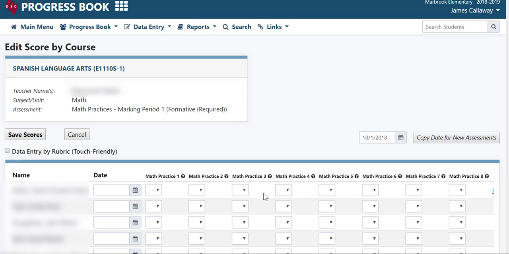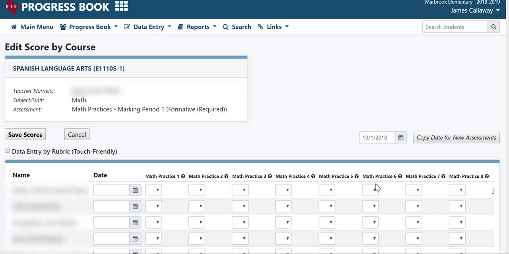One of the other things is that not all of these math practices have to be filled in. Just fill in the math practices that the student performed during each marking period, I would suppose. So during marking period 1, if they worked on math practice 1, 3, 4, and 5, you can just put the grades in for those particular math practices. You don't have to grade all of the math practices.